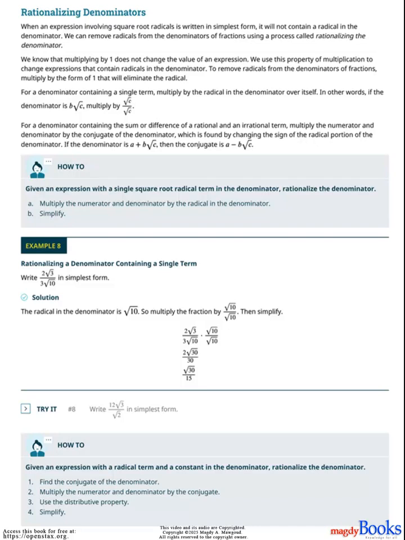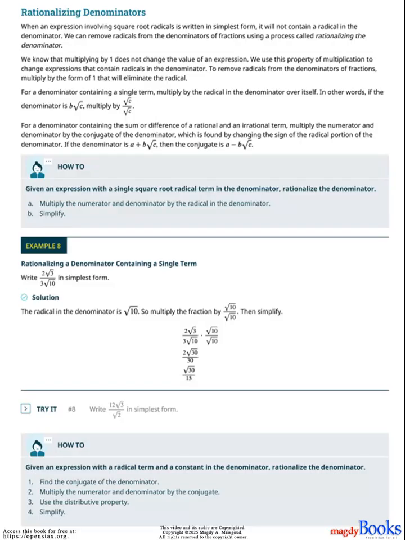To remove radicals from the denominators of fractions, multiply by the form of 1 that will eliminate the radical. For a denominator containing a single term, multiply by the radical in the denominator over itself. In other words, if the denominator is b square root of c, multiply by square root of c over square root of c. For a denominator containing the sum or difference of a rational and an irrational term, multiply the numerator and denominator by the conjugate of the denominator, which is found by changing the sign of the radical portion of the denominator. If the denominator is a plus b square root of c, then the conjugate is a minus b square root of c.